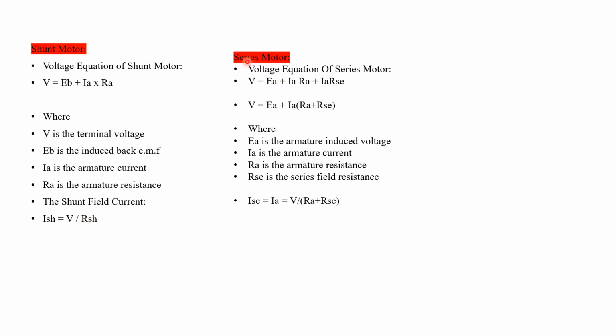In the same way we can write the equations for the DC series motor. V = Eb + Ia Ra + Ia Rse, because the armature resistance and series field resistance are added, as these two windings are connected in series. So V = Eb + Ia (Ra + Rse). Ia = Ise in the series motor, so Ise = Ia = V / (Ra + Rse), the total resistance.